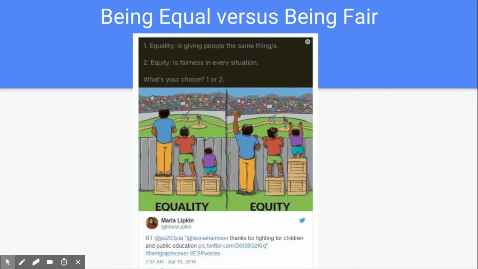One thing to keep in mind is this old adage, being equal does not necessarily mean being fair. All of our students have their own gifts and unique challenges. We want to keep that in mind as we bring this differentiation mindset to bear in our classes every day.